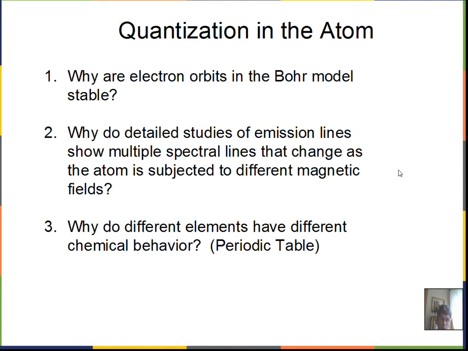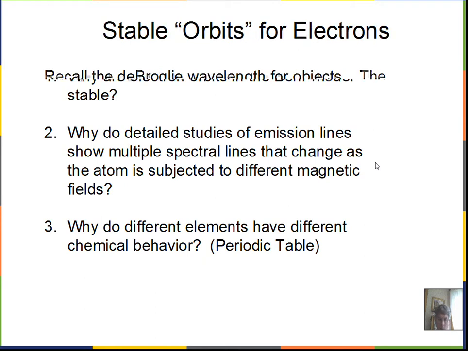As further studies were done on the spectra, even in the 1800s, it was noticed that there were some changes to the basic spectral line structure when there's a magnetic field present at the atom. So that's not explained by the Bohr model. And then we have the periodic table. Is there some way that we can explain why there is this organization in the chemical behavior of elements? And of course the answer is yes.